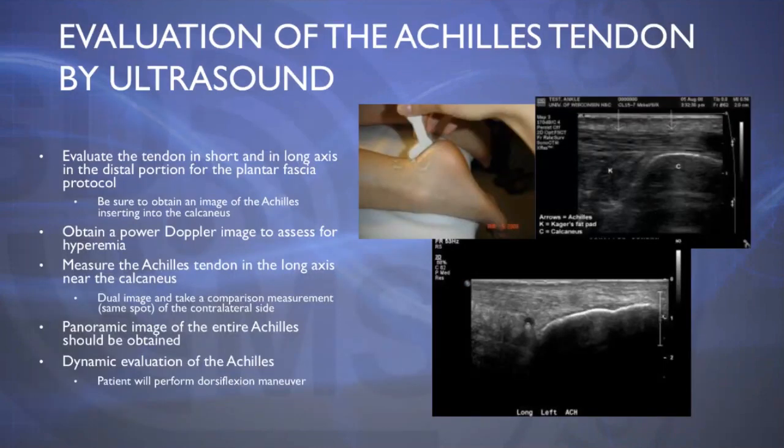When you're doing the plantar fascia, you may also be asked to do a very brief evaluation of the Achilles tendon. If you have this as part of your protocol, you may be asked to evaluate the tendon in short and long axis, just the distal portion, and you'll show it inserting into the calcaneus. You won't necessarily do an entire full Achilles protocol like you would if you were worried about the Achilles, but at our institution, that's what our radiologists like to have, just to show it and make sure that the distal insertion site looks good. We'll obtain a power Doppler image to assess for hyperemia, measuring the Achilles tendon in the long axis near the calcaneus, and then doing a dual image of the same spot on the contralateral side.